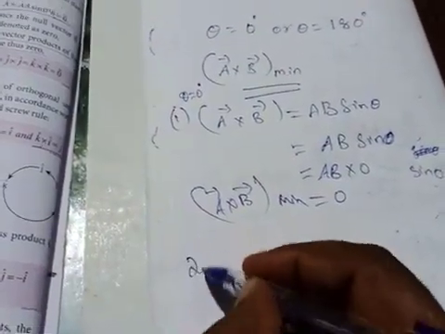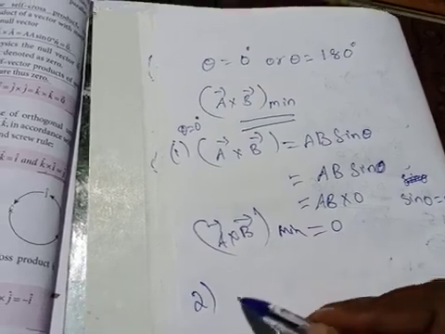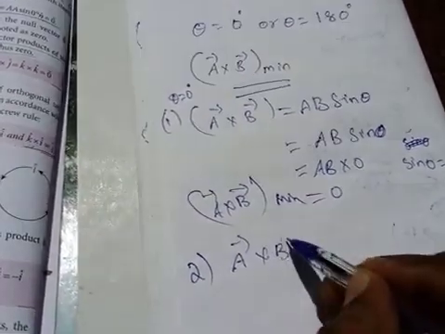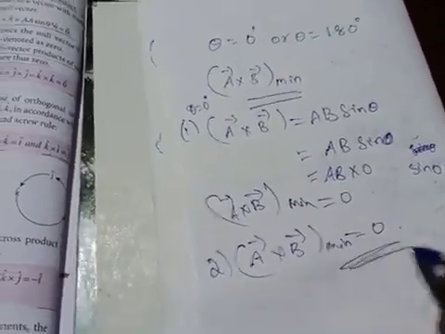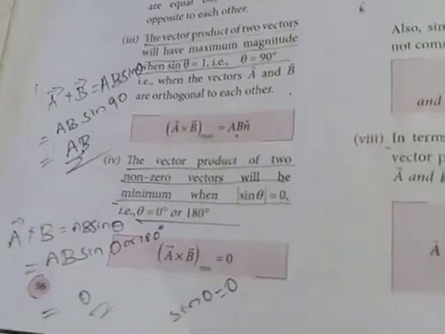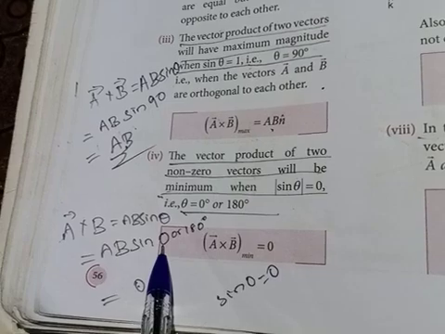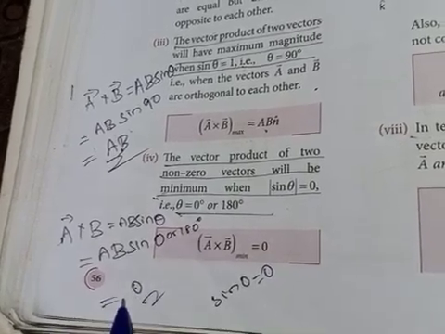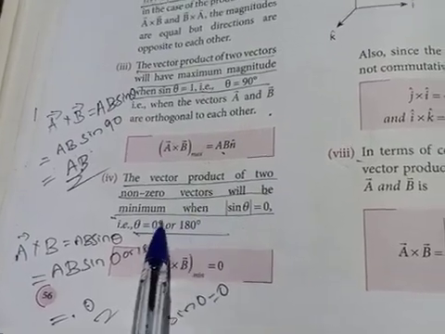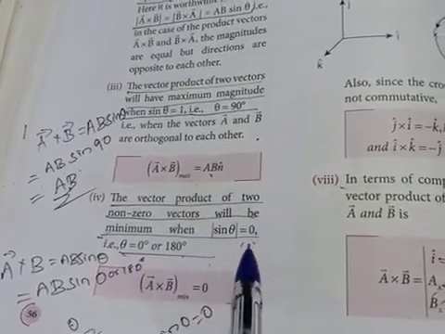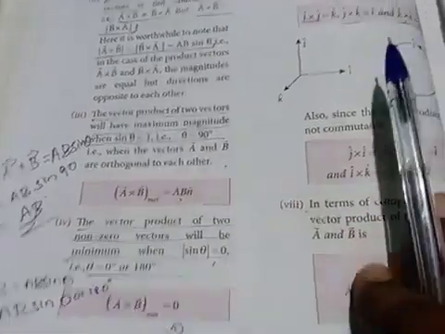Another case, the second one, also gives the same thing, so A cross B will be minimum. You can substitute the values. That is the third property. A cross B is equal to AB sin theta, so if we put theta as 0 or 180, 0 will be the value. So the vector product of two non-zero vectors will be minimum when sin theta is equal to 0, that is, theta is equal to 0 degrees or 180 degrees.